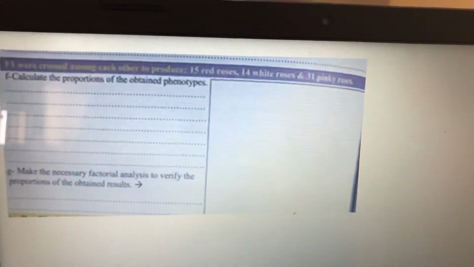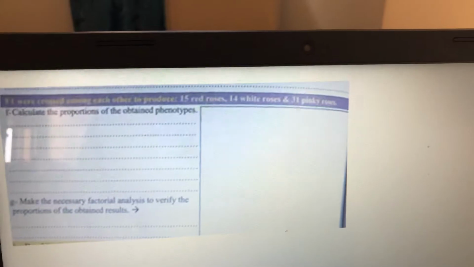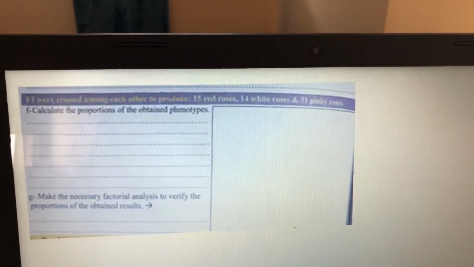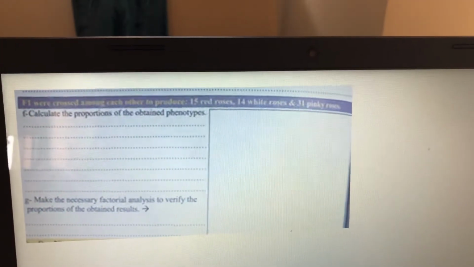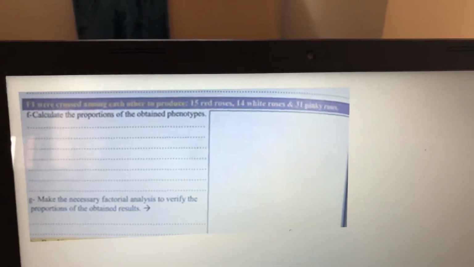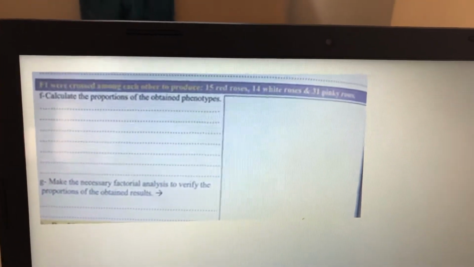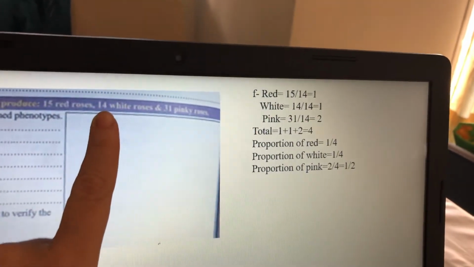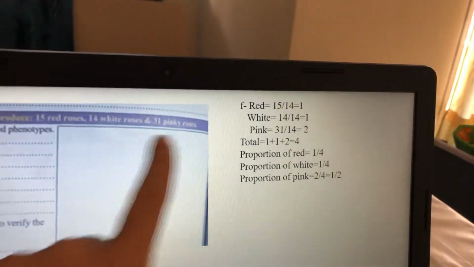So now they are asking us to calculate the proportions. Last time we studied how to calculate the percentage, which was the partial over the total times 100. Now we are going to do the proportions. So you have 15 red roses, 14 white roses, and 31 pink roses that appeared after crossing F1 with F1. As we said, F1 has a genotype RW. So the proportion is going to be, you are going to take the number and divide it by the smallest number. So you have 15 over 14, which is 1.